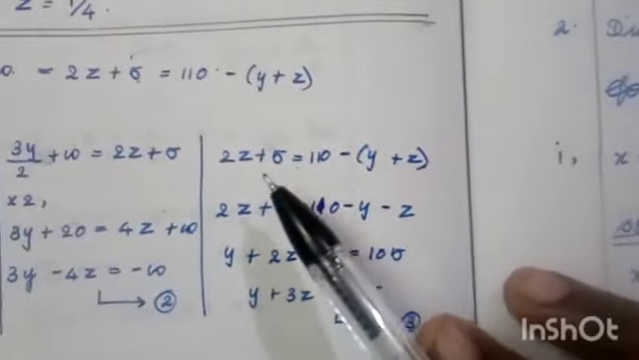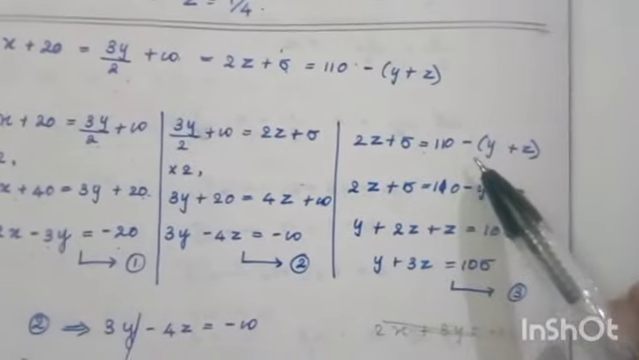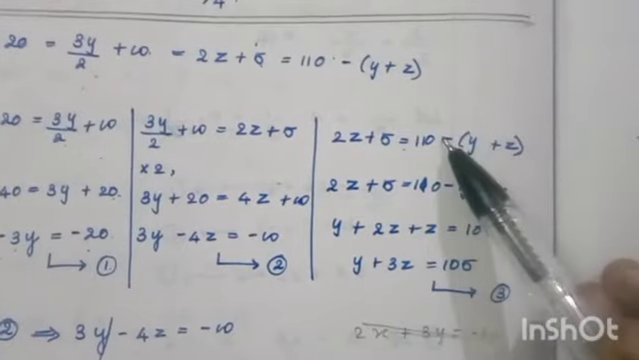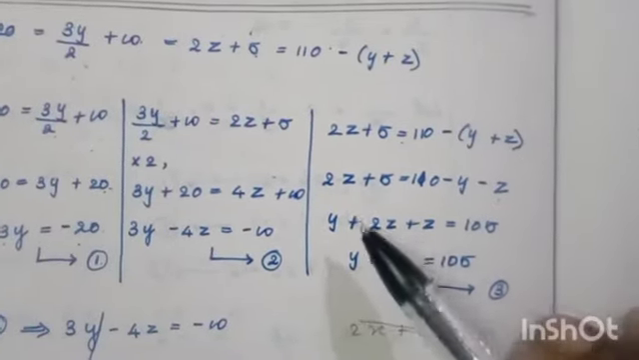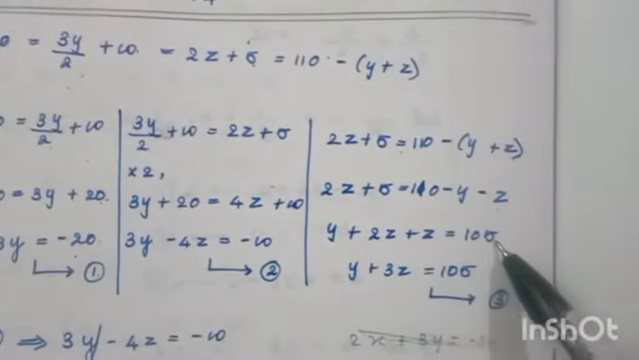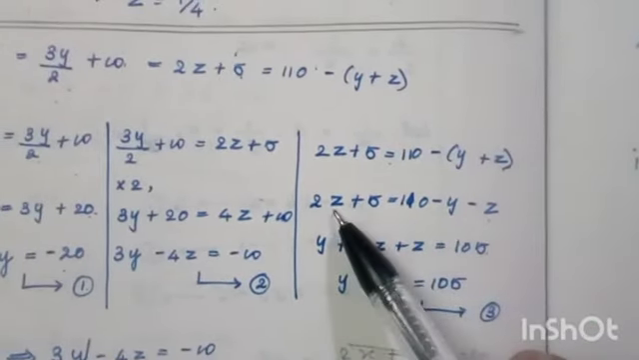Next, the third equation: 2z plus 5 equal to 110 minus of y plus z. First you have to remove the bracket: minus y minus z. So y plus 2z plus z equal to 105. So you have to simplify this.